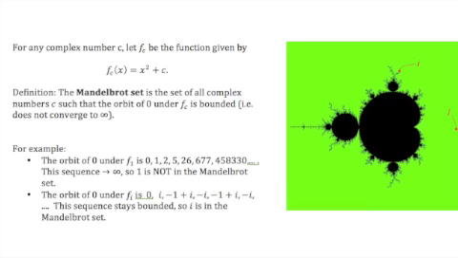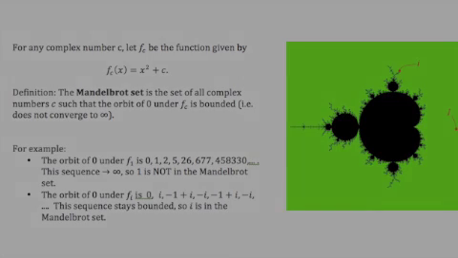The Mandelbrot set is the set of all complex numbers c such that the orbit of 0 under f sub c is bounded, or in other words, does not go to infinity. For example, if we consider the function f sub 1, that's the map x goes to x squared plus 1, the orbit of 0 is not bounded, it goes to infinity. Thus 1 is not in the Mandelbrot set. In contrast, the orbit of 0 under the map f sub i, that is x goes to x squared plus i, is bounded. So i is in the Mandelbrot set.